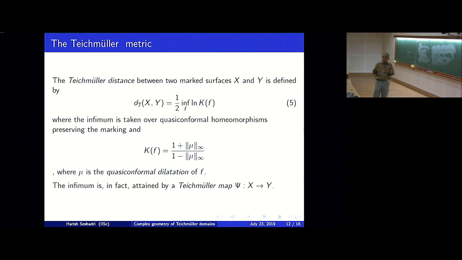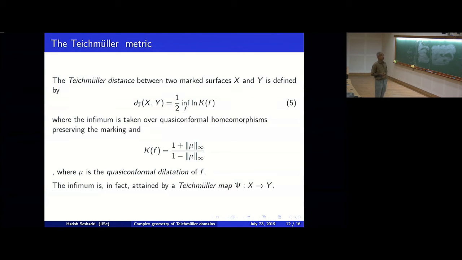If there's a homeomorphism between two surfaces with very small Beltrami differential mu, then it's like saying all the complex structures are almost the same. So the smallness of mu should be in some sense captured. Instead of working directly with mu, one defines this so-called dilatation. If mu is 0, which would correspond to a conformal map, this would be 1 and the log would be 0. So the distance would actually be 0. This captures how close the complex structures are to each other in terms of dilatation of the quasi-conformal map.